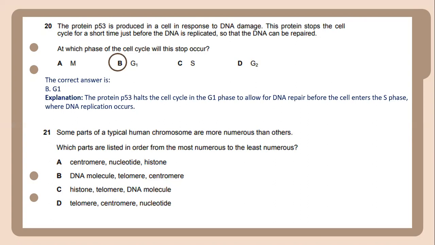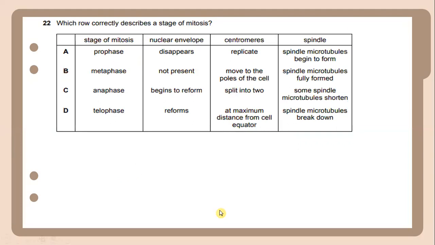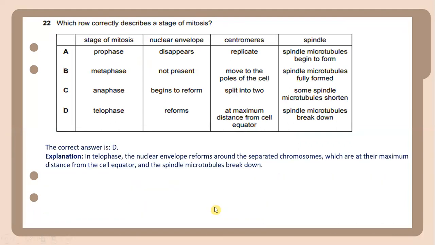Some parts of a typical human chromosome are more numerous than others. Which parts are listed in order from the most numerous to the least numerous? The correct answer is C, which is there are more distinct proteins than telomeres, and more telomeres than centromeres in a typical human chromosome. 22, which row correctly describes the stage of mitosis? The correct answer is D, which is in telophase, the nuclear envelope will form around the separated chromosomes, which are at their maximum distance from the cell equator, and the spindle microtubules break down.